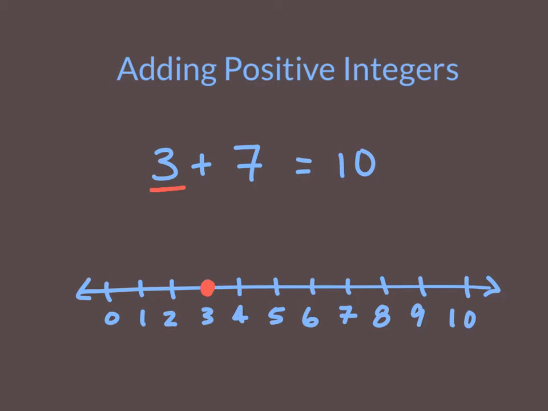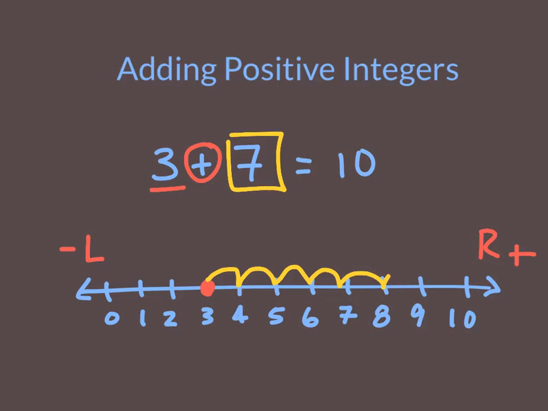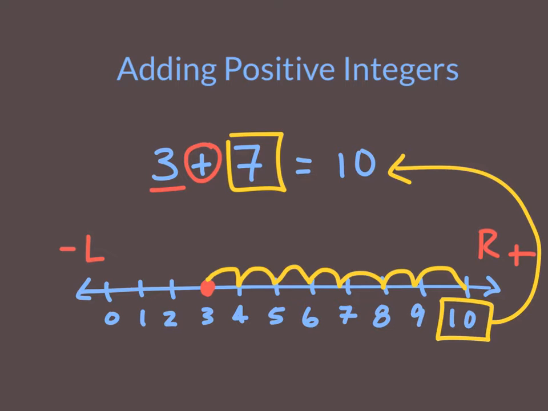Now, we want to look at the operation that we're doing. We're adding, and remember, adding means that we're going to move to the right. If we had subtraction, we're going to move to the left. What we're doing is adding 7, so I'm going to move 7 spaces to the right. Watch what I do here. I'm going to start at 3, and go 1, 2, 3, 4, 5, 6, 7, and we arrive at 10, which is my answer. So that's what we do when we're adding positive integers.